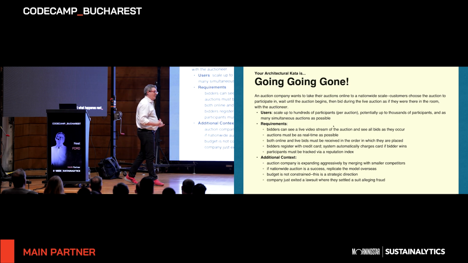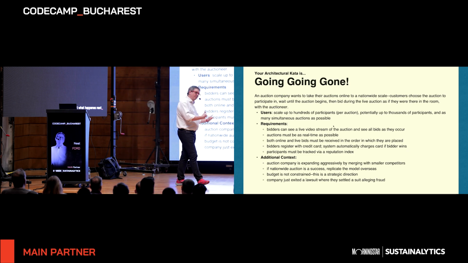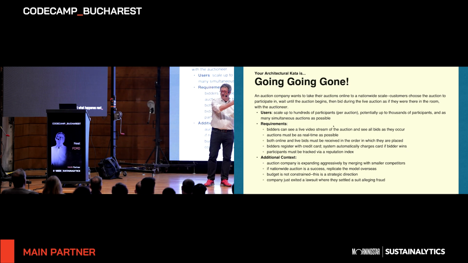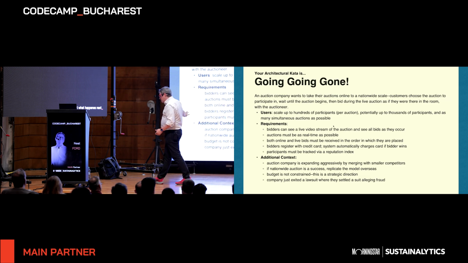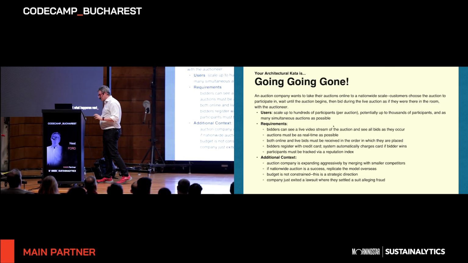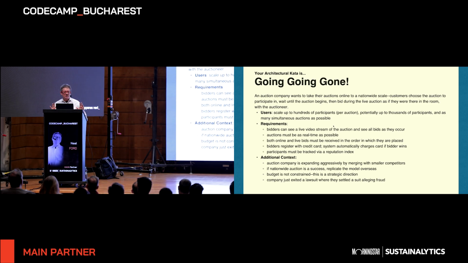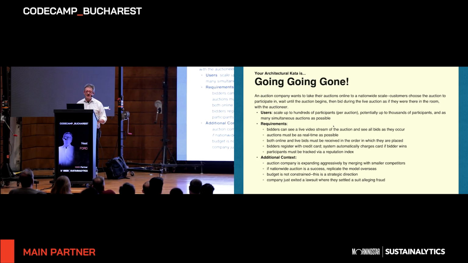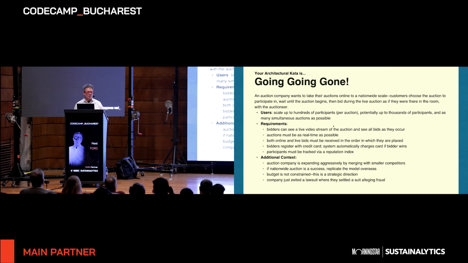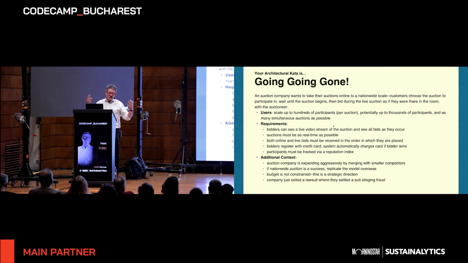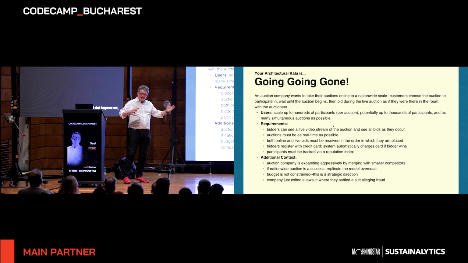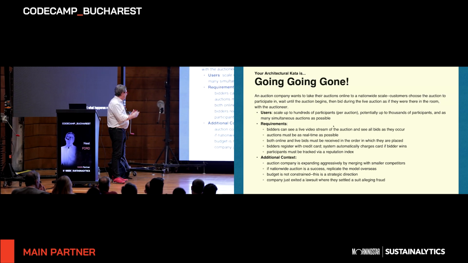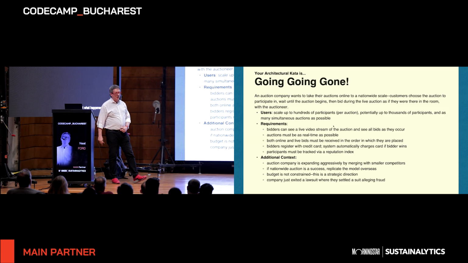These are the kind of requirements we often get as architects from the business. Okay, here's my aspirations as a business. This is the system we want to build. We also include this extra context, which are not strictly requirements, but things that may influence your design. They're expanding aggressively by merging with smaller competitors. If the nationwide auction is a success, we're going to replicate the model overseas. We're not budget constrained because this is strategic. Some of these katas have budget constraints. And the company just exited a lawsuit where they settled a suit alleging fraud.